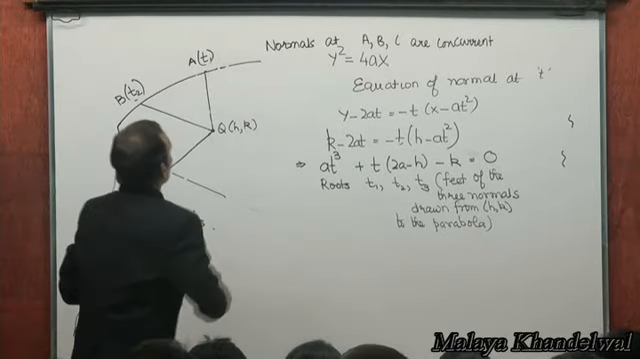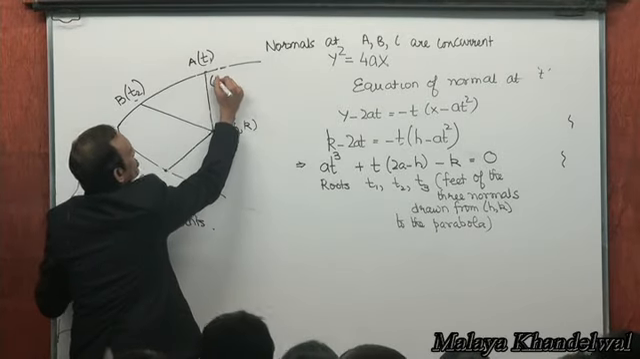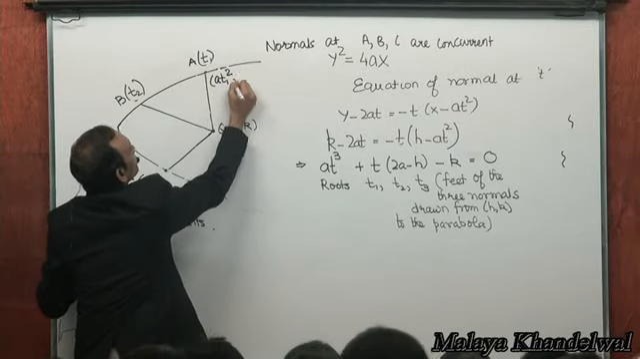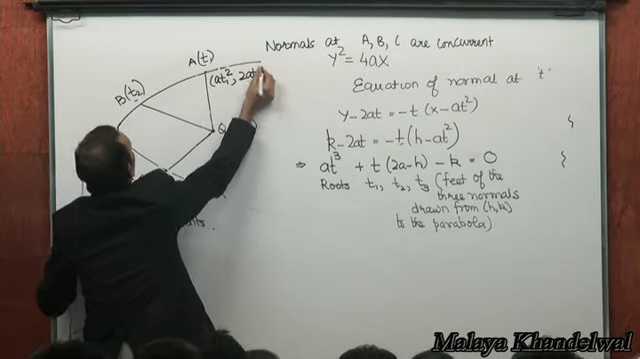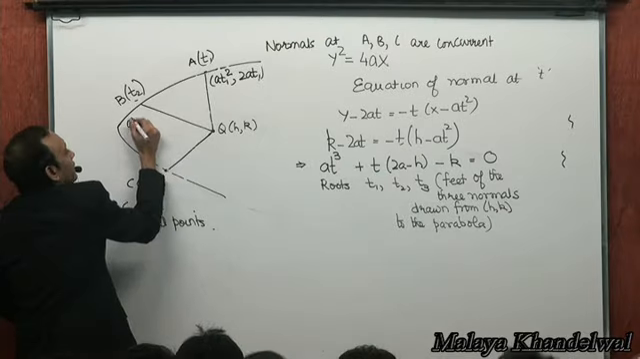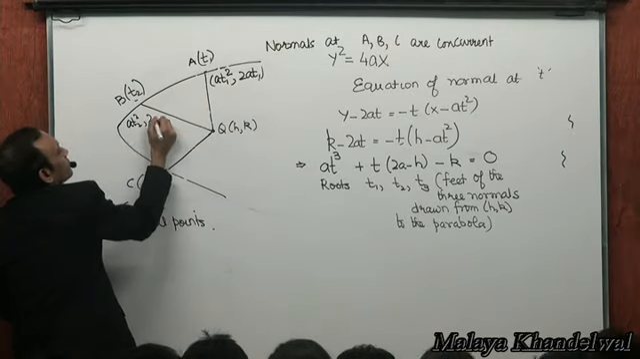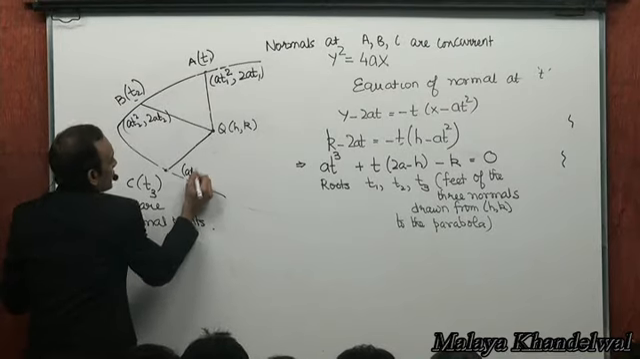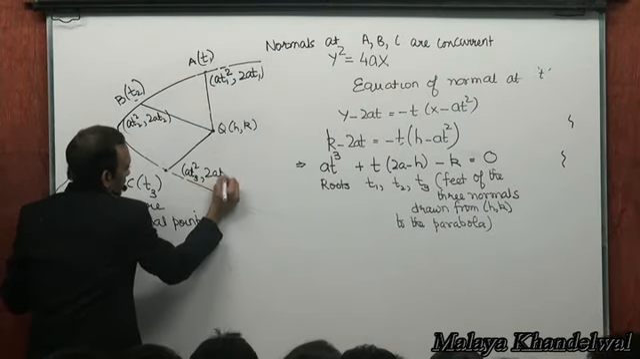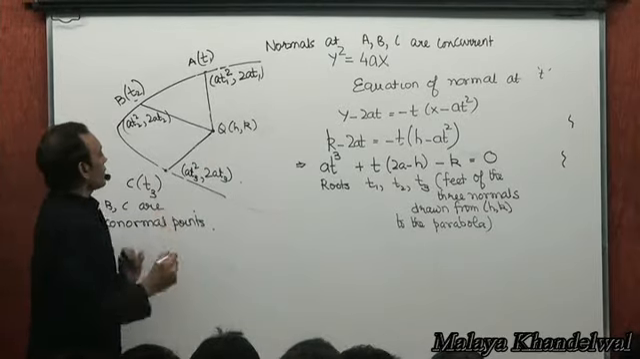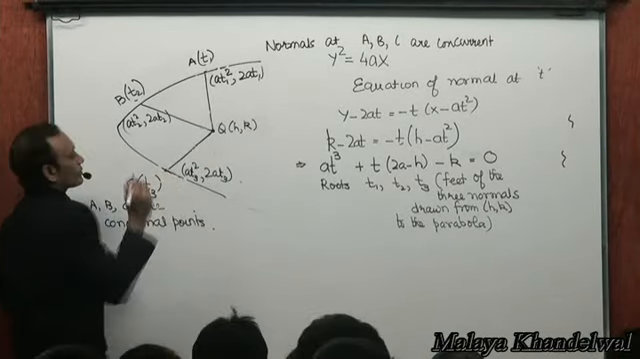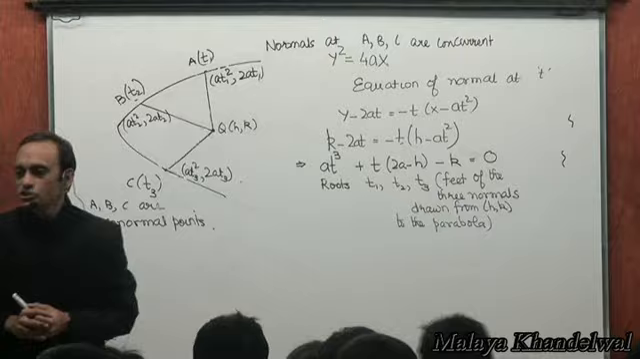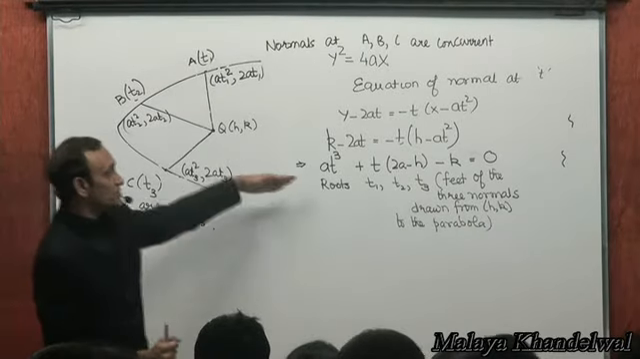Now, the coordinates of A, what are those? A is (a t1 squared, 2a t1). The coordinates of B are (a t2 squared, 2a t2), and C is (a t3 squared, 2a t3). Right? These are the feet of the three normals drawn from (h, k) to the parabola, roots of this.